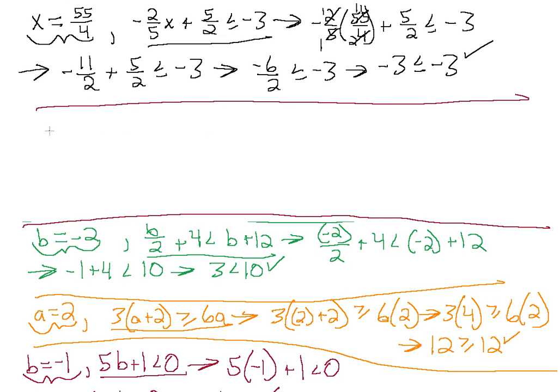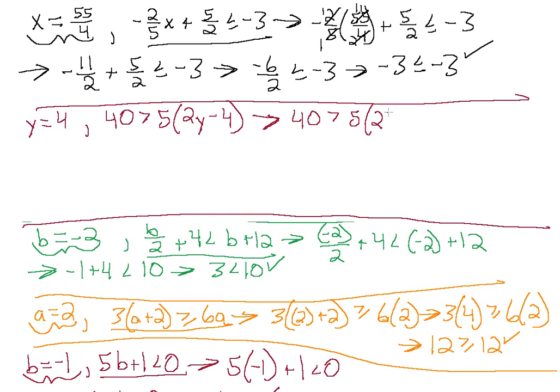Running out of time here, but I do want to get some more practice in. Let's say we're told y equals 4. We want to know if this value is included in the solution interval for the following inequality: 40 is greater than 5 times 2y minus 4. Here we actually have our variable on the right side, but everything works out the same. You can flip it if you want to. We'll just leave the variable on the right side because we're running out of time. So let's plug in 4 everywhere we see y. So we have 40 is greater than 5 times 2 times 4 minus 4.